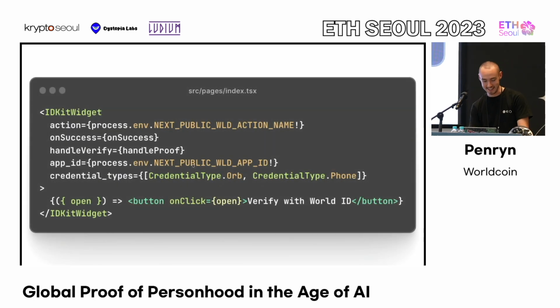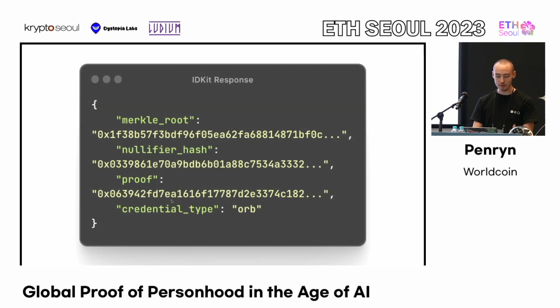This is all it takes to integrate ID Kit. It's one component. You have to pass it your action name, your app ID, the function that you want to call once a user's verification has been returned to your app. That's on success. Handle verify is optional, but I can explain a little bit more about that later. And you give it which credential types you want to accept for this. So you can limit it to only people who are orb verified, only people who are phone verified, or people who have either one. You have a single button that opens ID Kit, and on your front end, that's quite easy. But you have this response from ID Kit that gets passed back to your app.